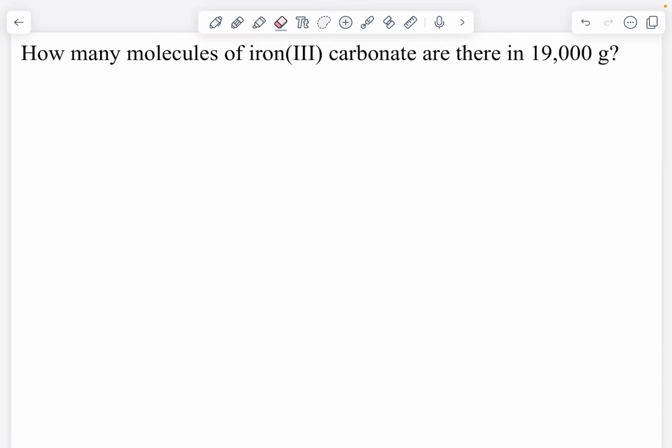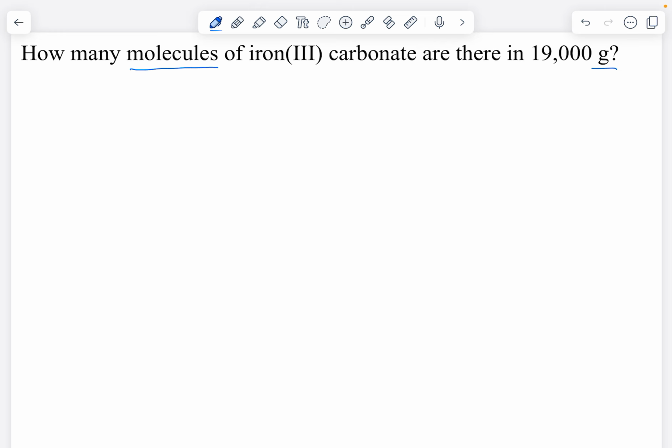One of the things you should have recognized is that when you were doing one-step mole problems, every single problem had the word moles in it, whether you're converting from grams to moles or moles to grams, or going particles to moles or vice versa. You always saw the word moles. So if I see a problem like this, how many molecules of iron 3 carbonate are there in 19,000 grams? You can clearly see that we're listing the units of molecules and the units of grams. Nowhere in the problem do we see the units of moles.